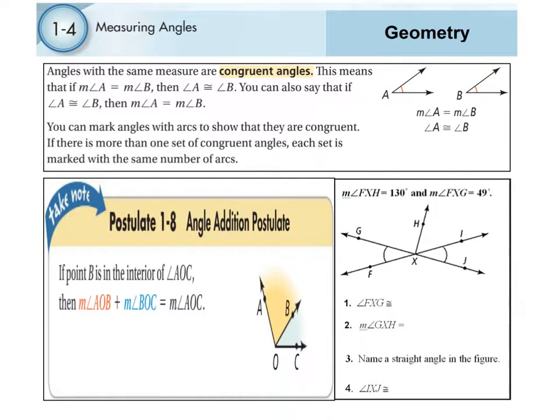Now, you mark angles kind of like segments, but they're little markings on the angles, like little half circle markings. When you see the same markings on angles, like in this case angle A and angle B, that means they are congruent. So in this case, angle A is congruent to angle B. With that being said, let's take a look at these examples.